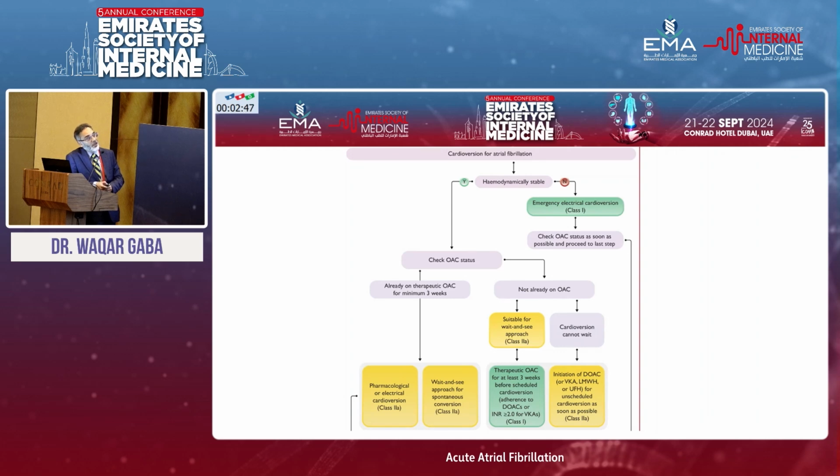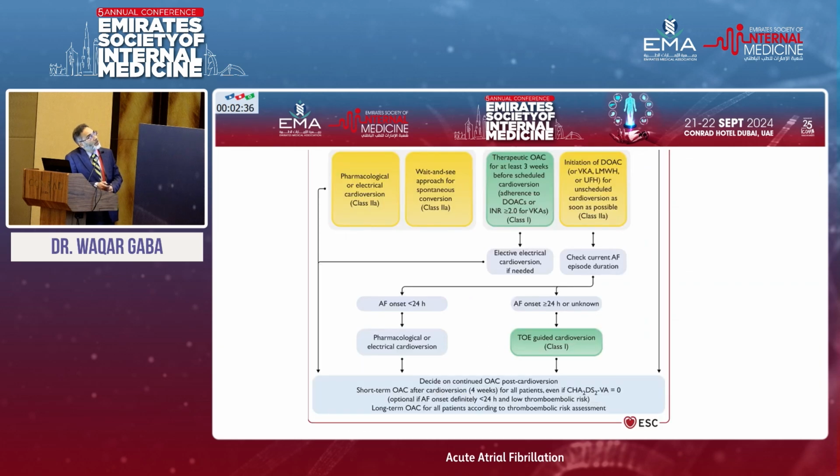If it cannot wait, you start the DOACs and proceed with cardioversion. And I'll talk about the next slide. What do you do next? So once the patient is either already on DOAC initiation and you went with cardioversion, or you already had to go for cardioversion straight, you decide on continuing oral anticoagulation post-cardioversion for probably 4 weeks.